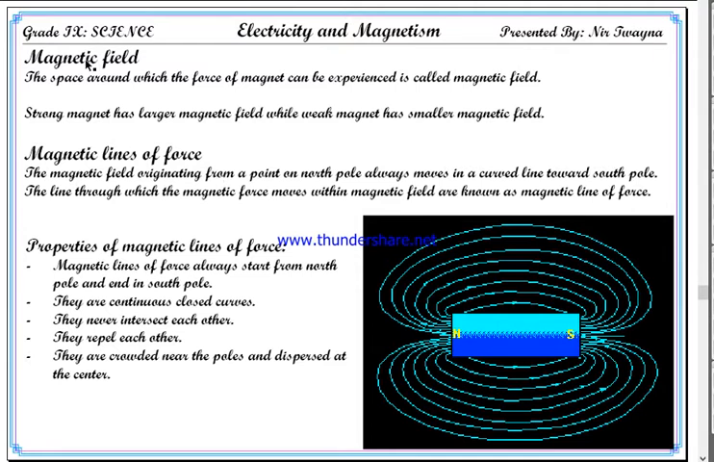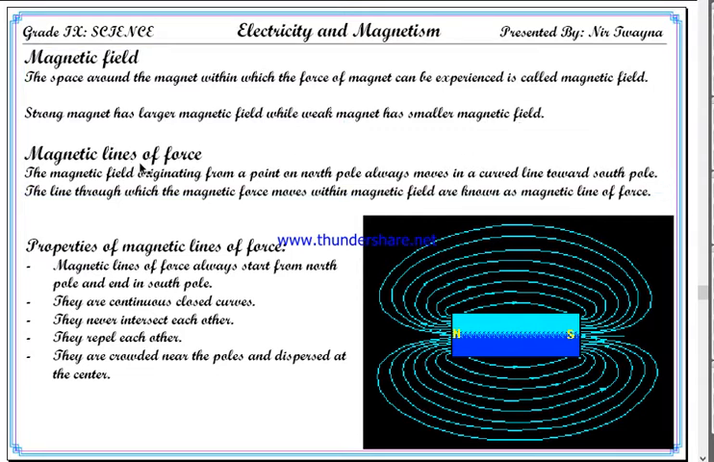So basically, magnetic field is the space around the magnet within which the force of the magnet can be experienced. I need to improve my grammar here. The space around the magnet within which the force of the magnet can be experienced is called magnetic field. And a strong magnet has a larger magnetic field, while a weak magnet has a smaller magnetic field. This is obvious, isn't it?